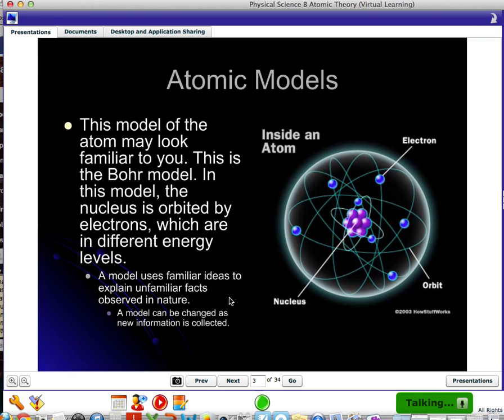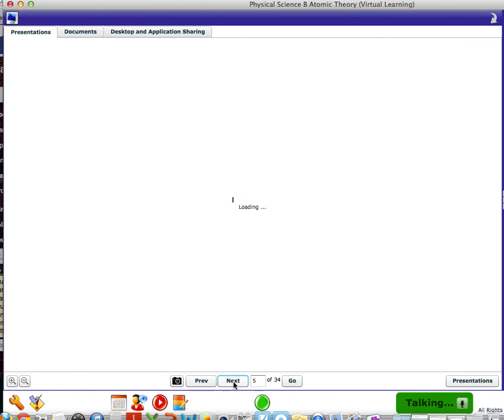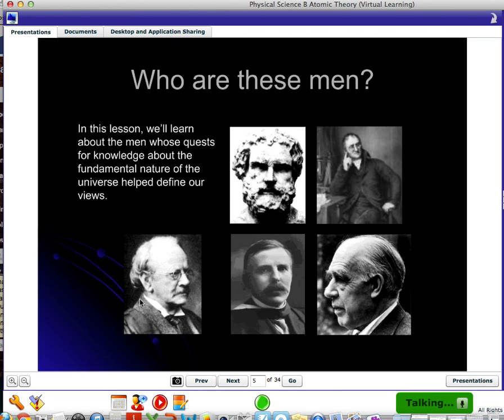There are electrons spinning around the nucleus, and where those orbits are depends on how much energy that electron happens to have at that time. Over time, the atomic model has changed throughout the centuries. In 400 BC, it looked like just a round ball. And over time, different scientists had influence over what we now think our atoms look like.